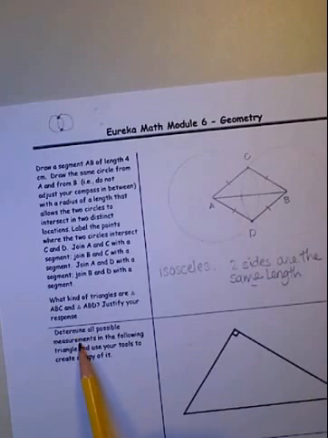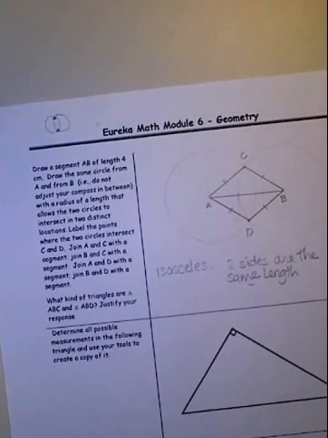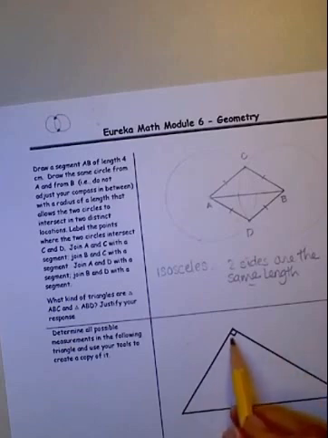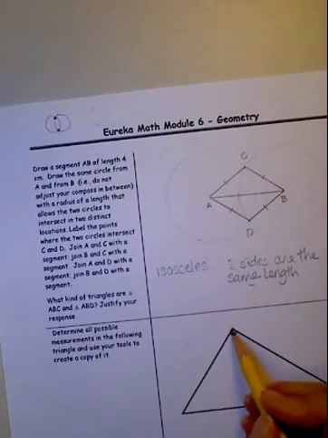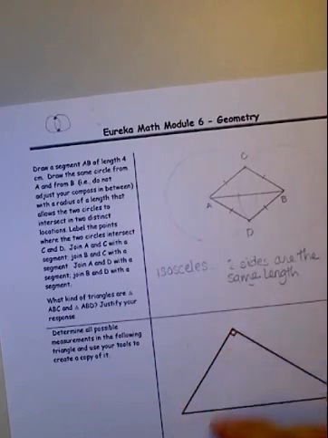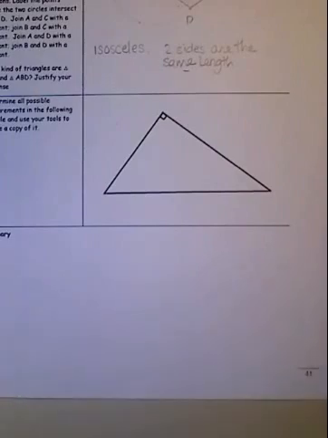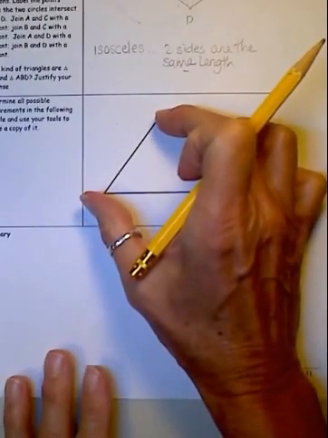Determine all possible measurements in the following triangle and use your tools to create a copy of it. Alright, so one of the things that I notice here is that this is a triangle and it has three sides. I know that this is a 90-degree angle because of the mark here. I know that this length needs to be the same length on the new triangle, and I know that this length needs to be the same length on the new triangle. Let's move this up a bit. And the compass is going to help me measure out this length and then mark a new length.